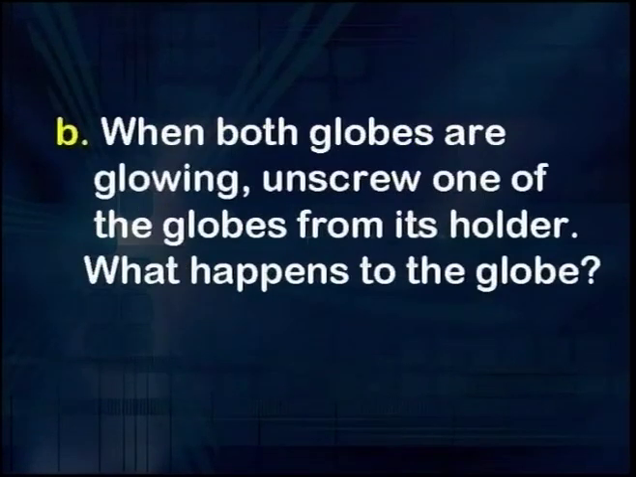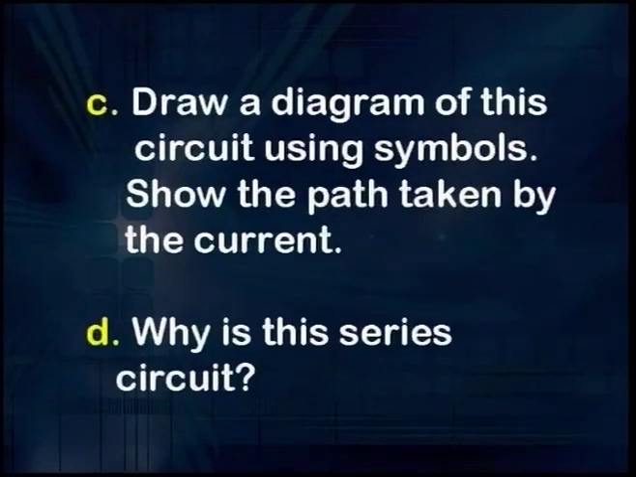When both globes are glowing, unscrew one of the globes from its holder and see what happens to the other globe. That's your instruction. You will draw a diagram of the circuit using symbols, also show the path taken by the current, and answer why this is a series circuit. So that's for the groups that are working with the series circuit. For model students, your worksheets will come around, so it will help you.